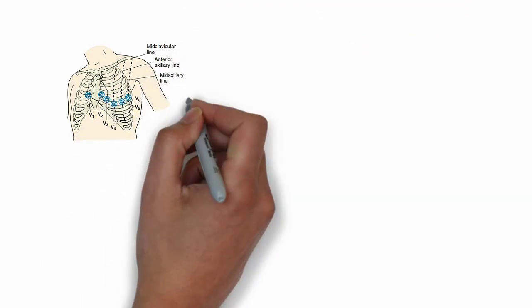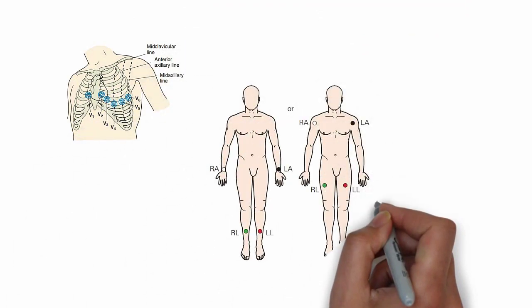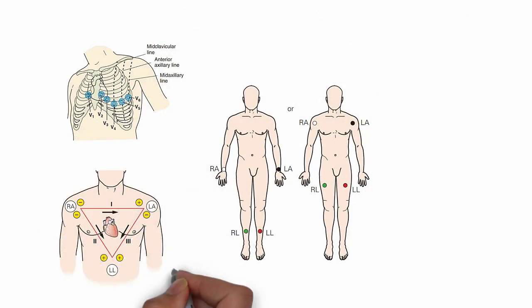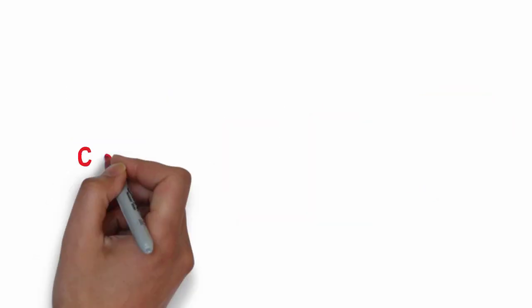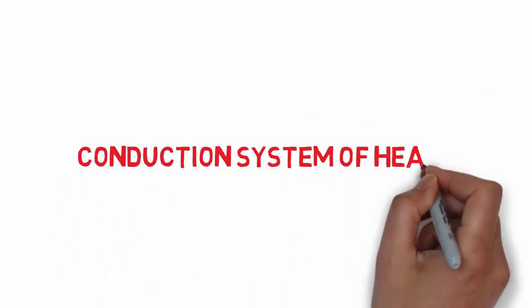Even though there are only 10 electrodes in an ECG machine, we get 12 different leads. It is achieved through the comparison of different leads. Before we start to discuss about ECG, let us learn about conduction system of heart.